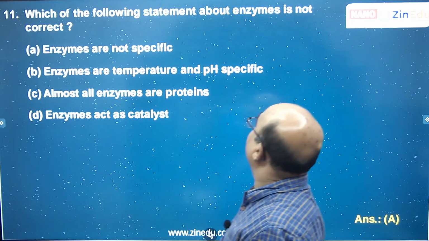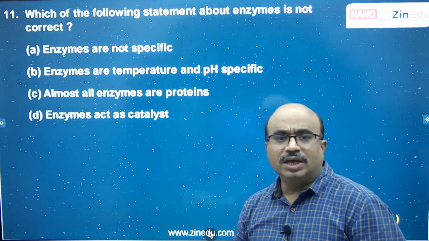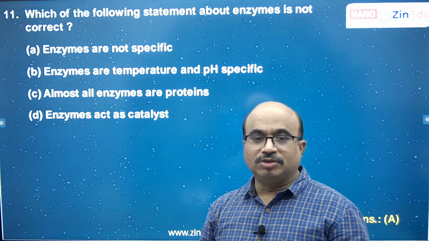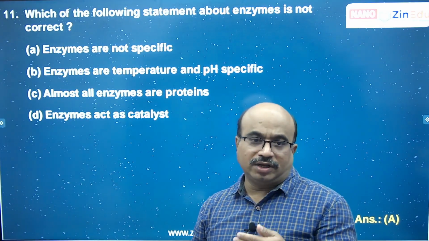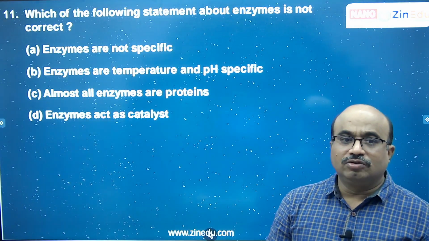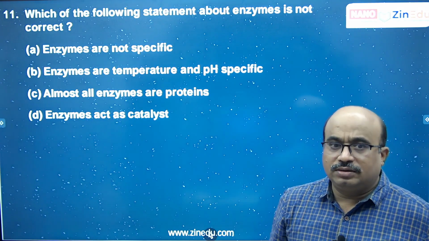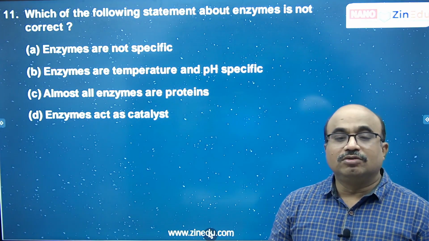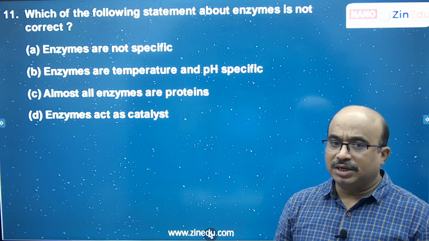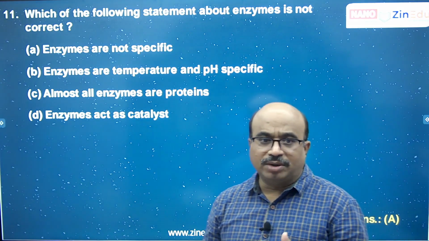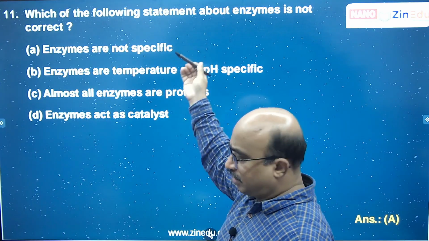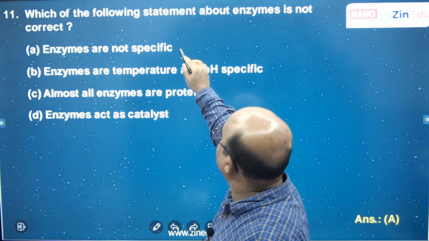Which of the following statements about enzymes is not correct? Enzymes are not specific, but we say enzymes are biological catalysts which are highly specific because they depend on, let us say, the temperature of the biological system. They depend on the pH of the system. So they are mainly proteins. So we say they are catalysts. The temperature and pH will be affecting the enzyme activity. So saying they are not specific, which is not correct. So option A is correct for us.